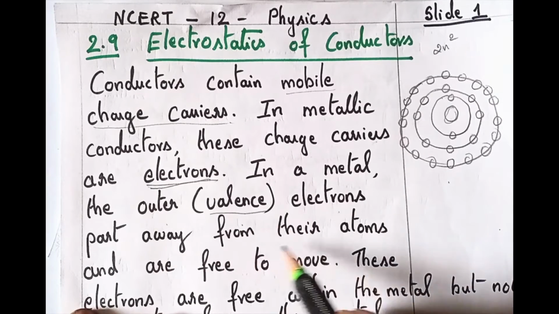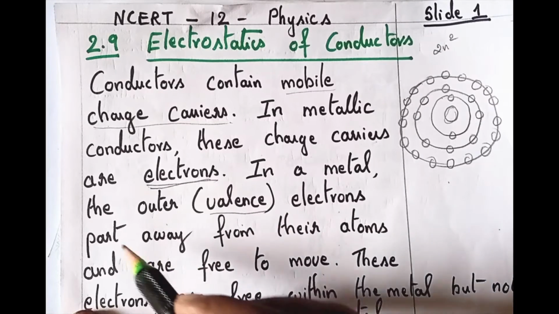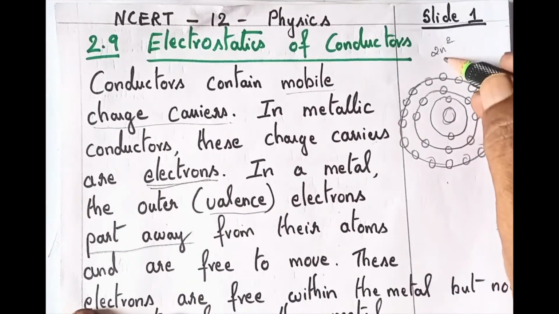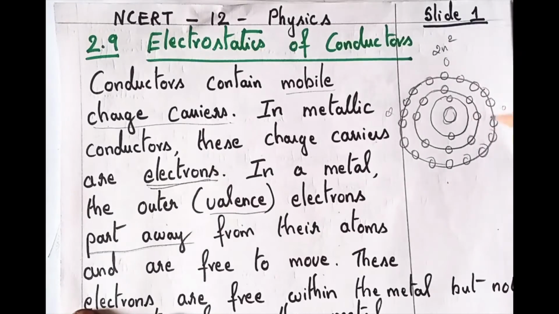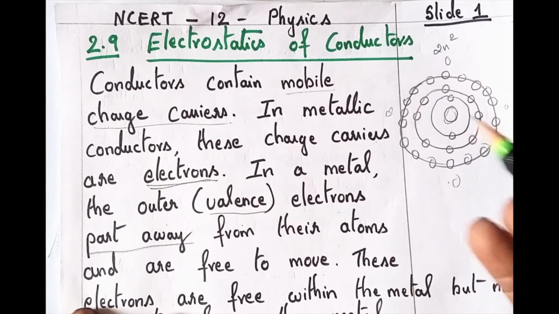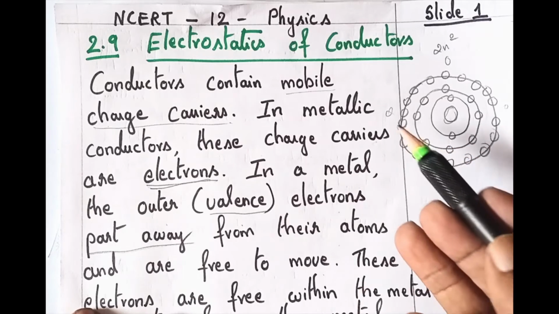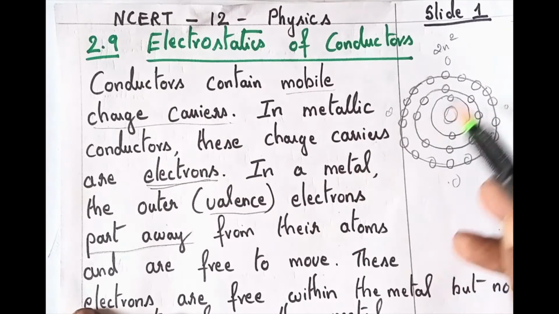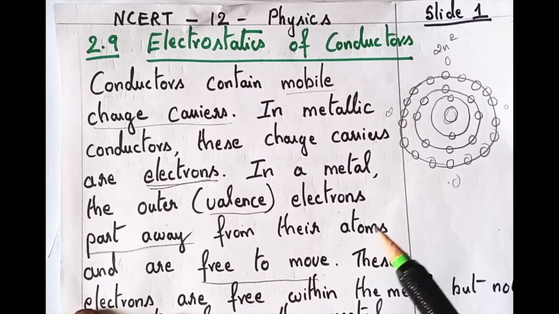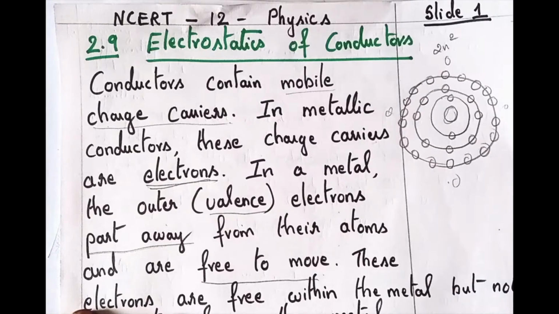They part away from their atoms and are free to move. Initially they are attached to the parent atom. So assume 4 valence electrons attached to the parent atom. But when we give slight energy, they get removed from the parent structure and become free electrons, and they are free to move. That's the meaning. These electrons are free within the metal.